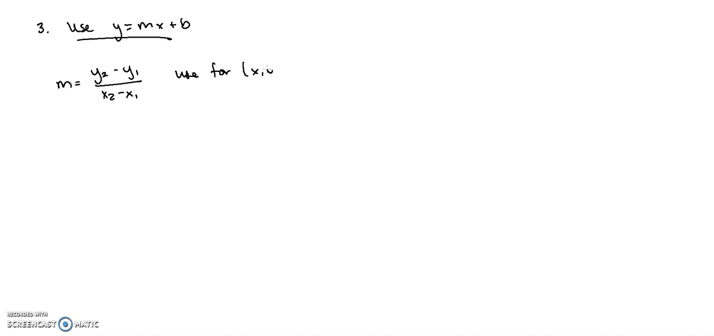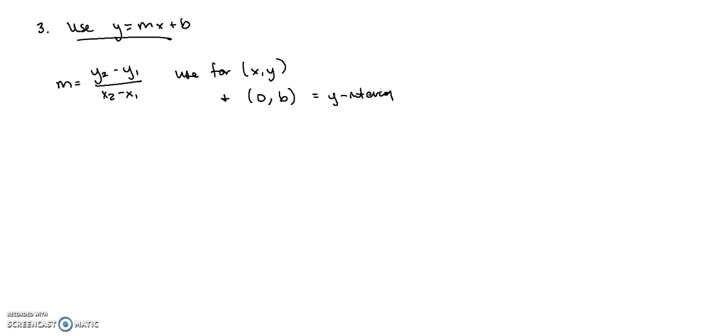Okay, so the third method starts with the slope formula. We're going to use y equals mx plus b, okay? So this method starts with the slope formula, which we defined in the last video, y2 minus y1 over x2 minus x1. And we're going to use it for a generic point xy. Okay, so those are going to stay variables. And our y-intercept, whoops, I did that backwards, 0, b.